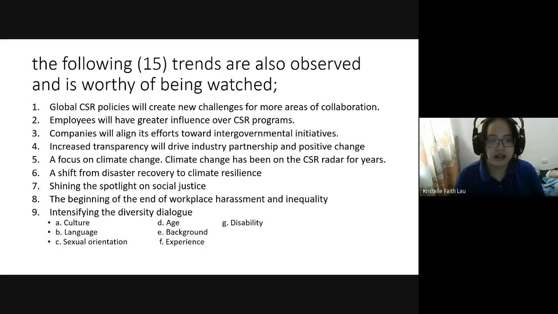Then, number nine, intensifying the diversity dialogue. So, what is this? The diversity is not limited to women in the workforce. So, diversity in corporate work covers a whole lot more. So it needs to consider a wide range of identities and perspectives. So aside from gender issues, it must also address the following demographics. So first is culture, then second, language, sexual orientation, age, background, experience, or if there is a disability, they need to address it to set aside the issues in their company.